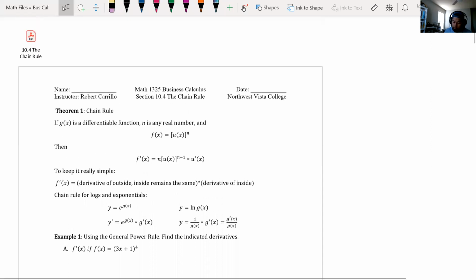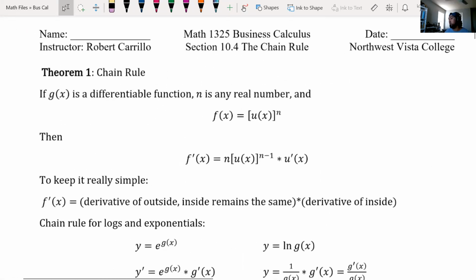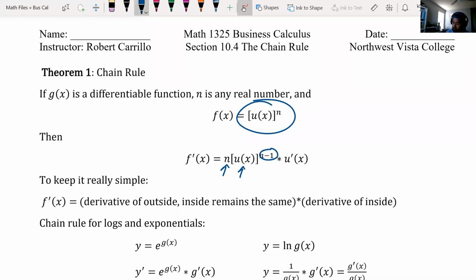Okay. 10.4, the chain rule. It's just another derivative rule. We had the product rule, we have the quotient rule, and now we have the chain rule. So if g of x is a differentiable function and n is any real number, then given the function u of x to the n, the derivative is going to be n times u of x to the n minus 1 times the derivative of the inside function u of x.